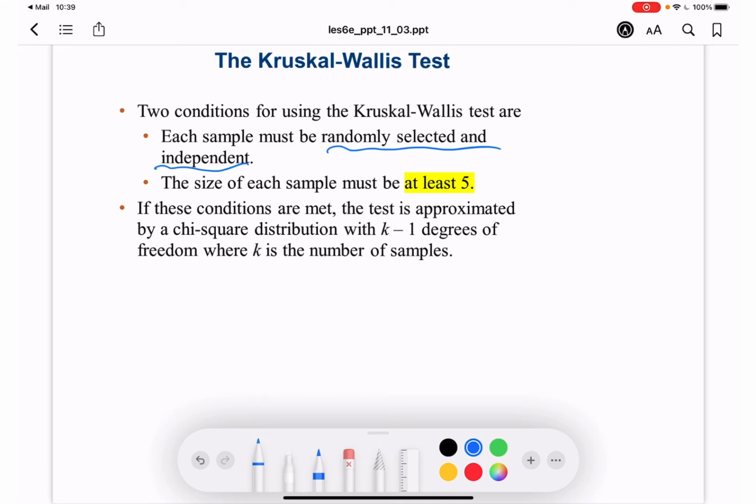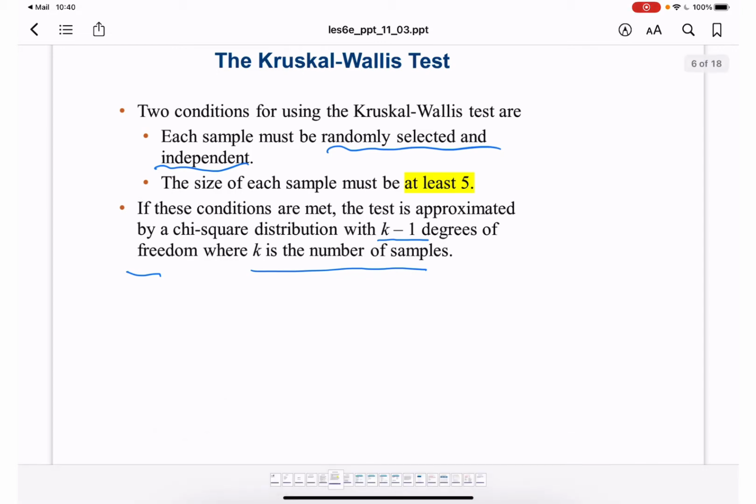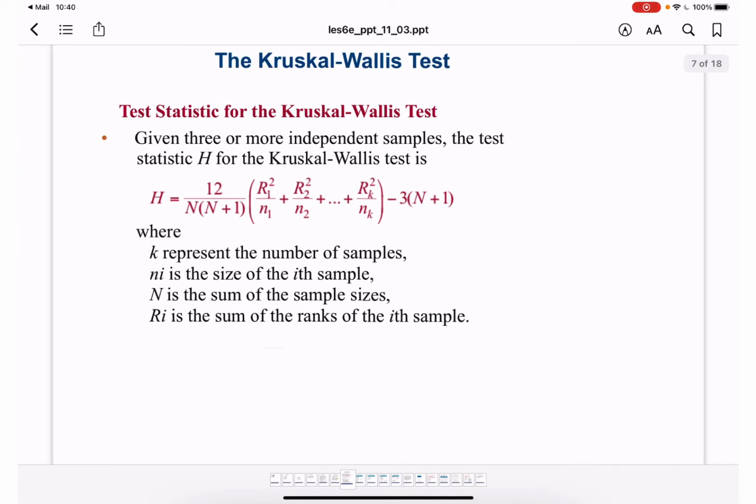If these conditions are met, then the sampling distribution of the Kruskal-Wallis test statistic is approximated by a chi-square distribution with k minus 1 degrees of freedom, where k is the number of samples. So let's figure out now how we can calculate the Kruskal-Wallis test statistic.